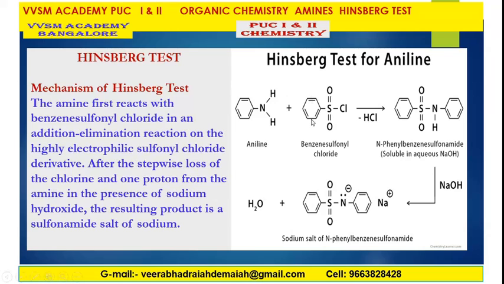So this is the Hinsberg test for aniline, an aromatic amine. Aniline reacts with benzenesulfonyl chloride, removing a hydrogen chloride molecule, to give N-phenyl benzenesulfonamide, soluble in aqueous sodium hydroxide solution. It gives the sodium salt of N-phenyl benzenesulfonamide and water. This is the Hinsberg test for aniline.